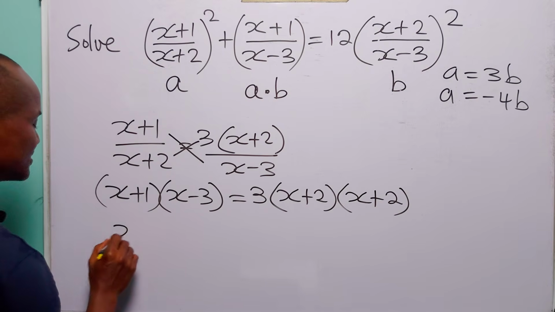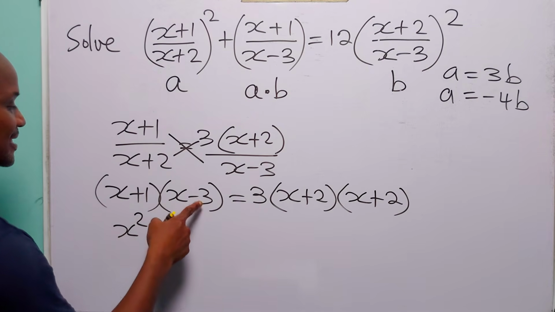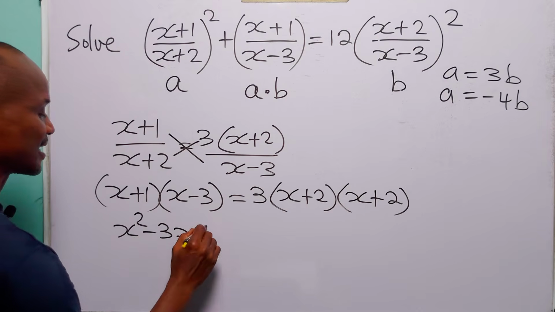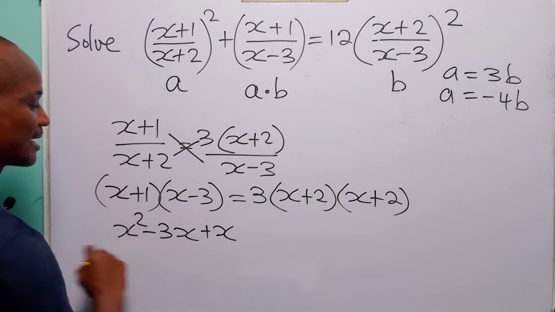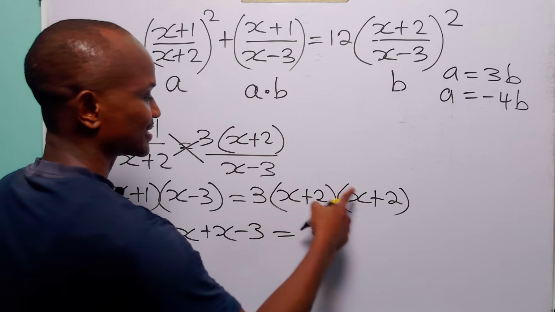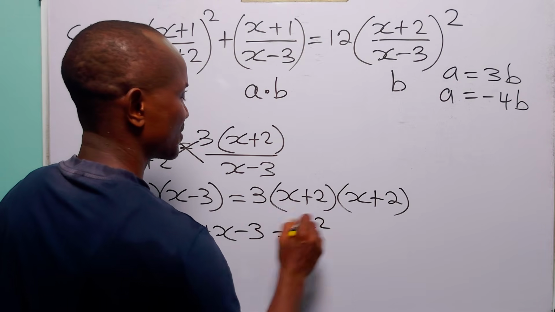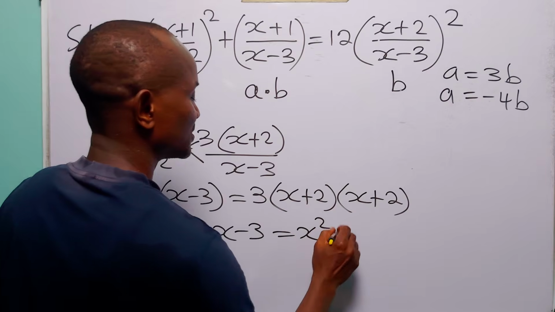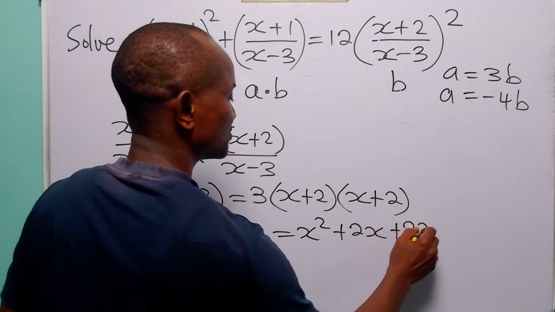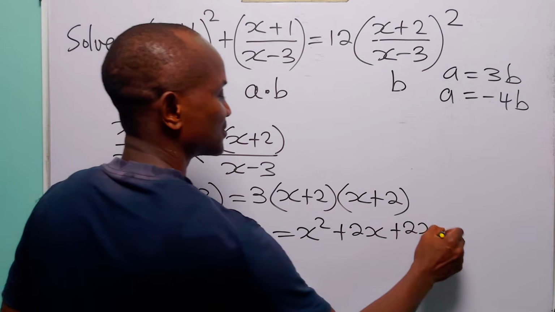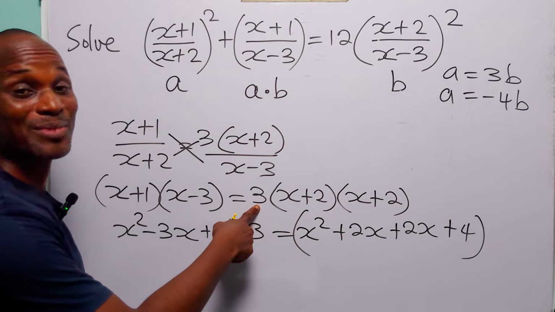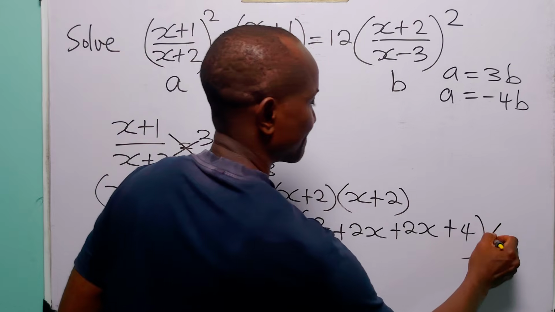X times x is x squared. X times minus 3 is minus 3x. 1 times x is x. 1 times minus 3 is minus 3. This is equal to x times x is x squared. X times 2 is plus 2x. 2 times x is plus 2x, and 2 times 2, of course, is 4. Now we have everything multiplied by 3.